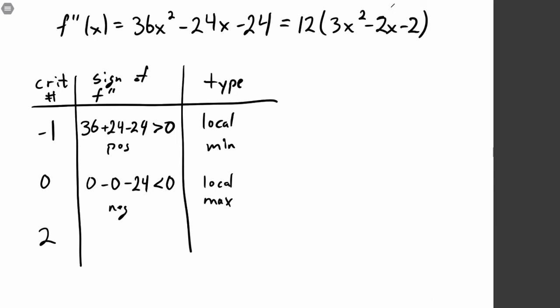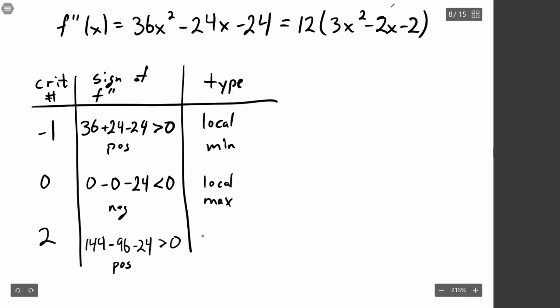All right, lastly, if we plug in 2, let's see, this is 36 times 4, 144, minus 24 times 2 is 48, minus 24. All right, and again, we don't need to care about the actual number. All we need to know is that's a positive number. And so since the second derivative is positive, this has to be a local minimum.